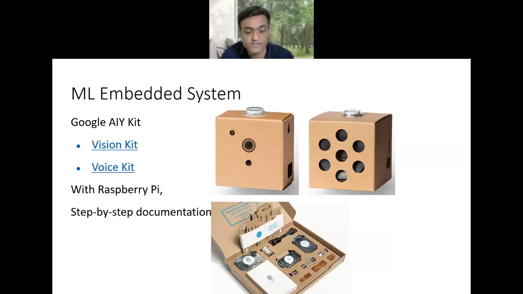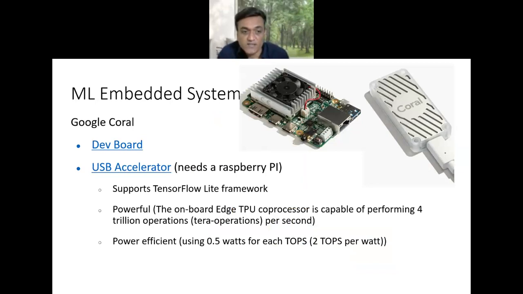It is not even a very costly item. Anyone can start with the available resources, and there is very good documentation available for the vision kit as well as the voice kit. If you want to make an application for a camera, you can go for the vision kit. If you want to make an application for speech related AI ML, you can go for the voice kit. This is another board by Google itself.